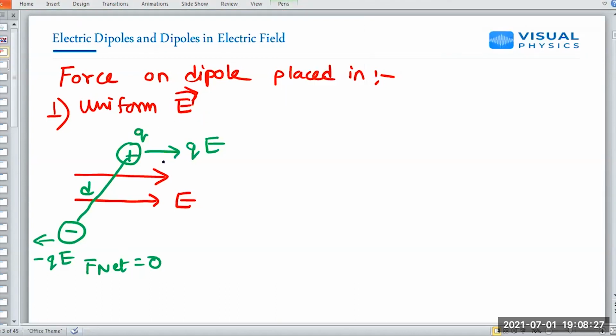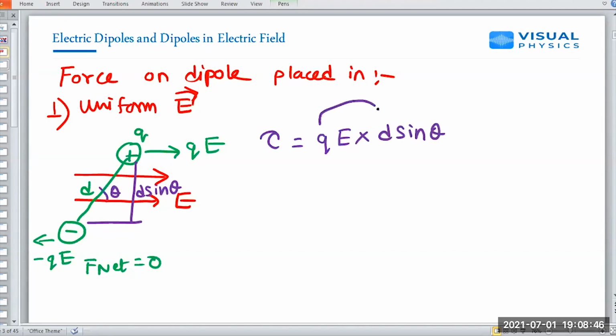If a dipole is placed in uniform electric field, force is 0, but the torque is given as tau is equal to Q into E, that is my force, into the perpendicular distance between the two. Suppose initially it was making angle theta, so this will be d sine theta. So Q into E into d sine theta. But I know Q into d is the dipole moment. So tau is P into E into sine theta.